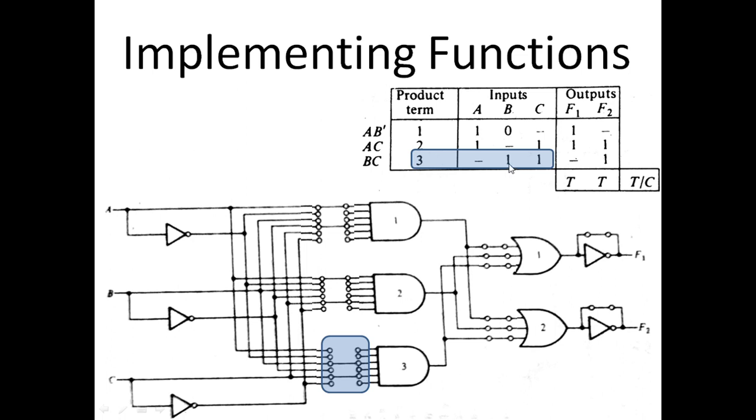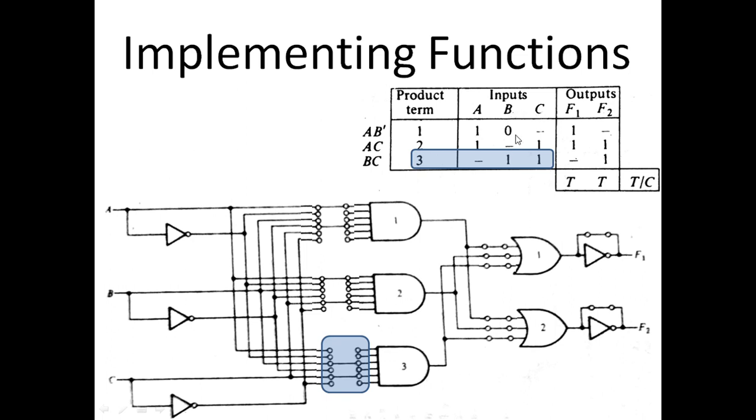Okay. For product term 3, keep the connection from B. Keep the connection from C. Erase all others. Keep the connection from B. This is B. And similarly, keep the connection from C. So this is C.